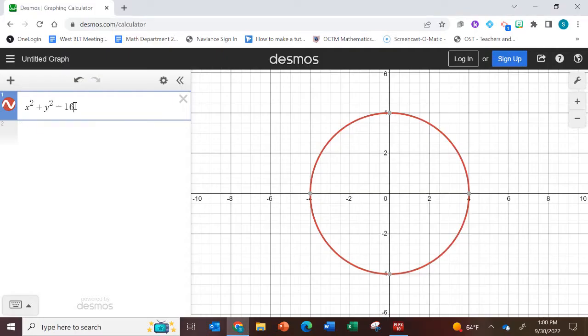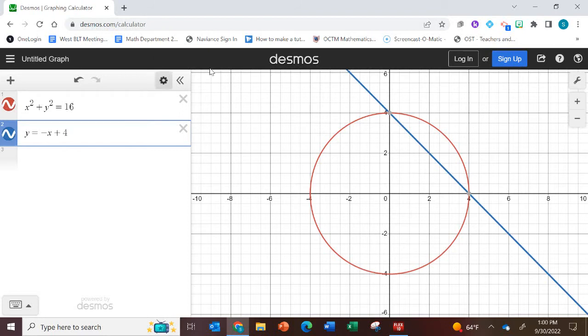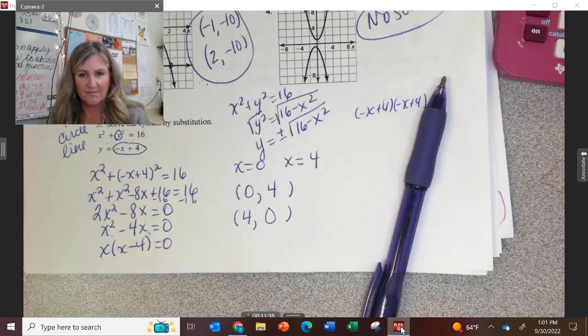I just want to show you now, what if we came down here? Does that make sense? Our solutions of 4, 0 and 0, 4, do they make sense? Yeah. So those are going to be our two solutions.